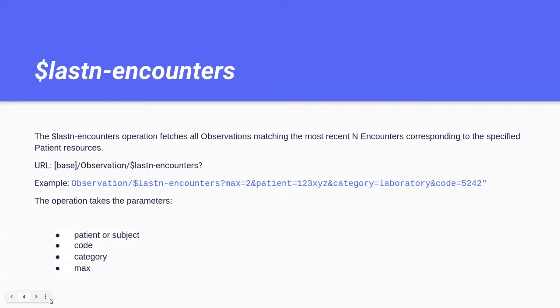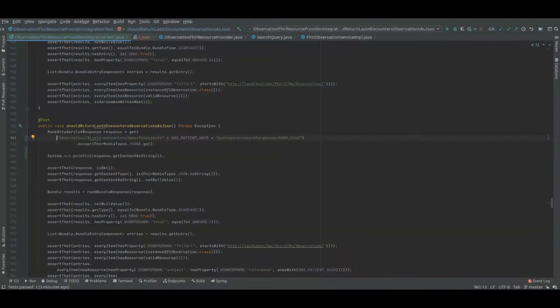The last N encounters have a similar logic to last N operation, but here, instead of getting observations based on the observation effective date times, we have to get the encounters corresponding to the top n encounter effective date times when sorted in non-increasing order. So the sorting is actually performed on the encounters. And finally, we will get the observations which correspond to these encounters and filtered based on the category or codes if specified. This is an example of the last N encounters operation.